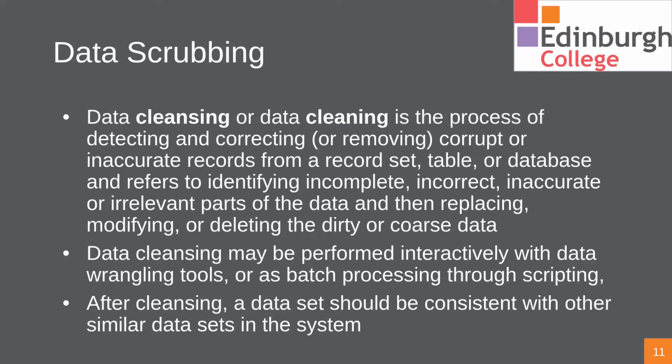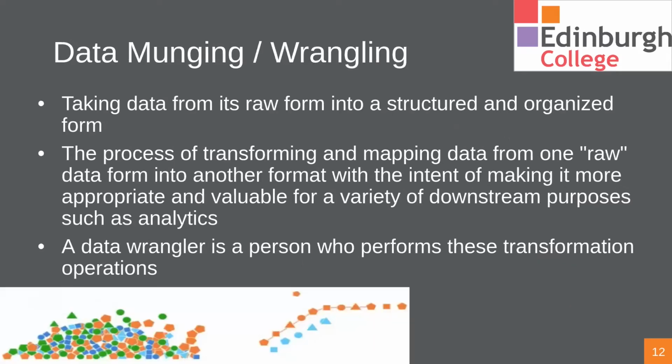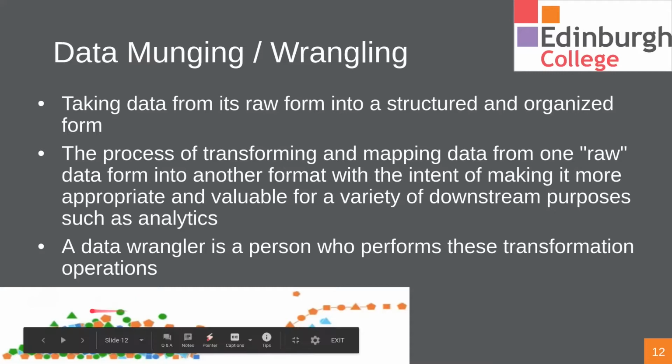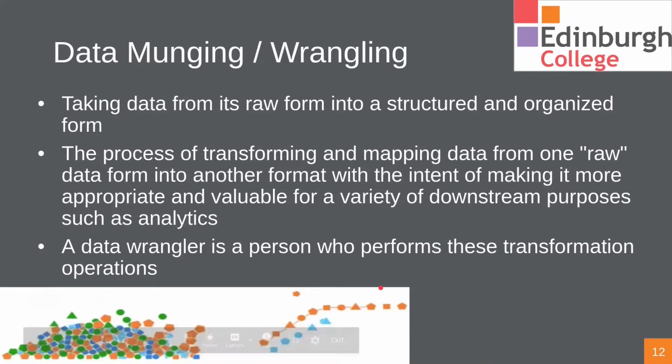Now, another process is called data munging or data wrangling. Data wrangling is taking data from its raw form and then structuring it. There's an actual job role called a data wrangler, with a silent W. It's a person who performs transformational operations. I've got a little graphic down here. Imagine we have all this cleaned data in the green, the orange, and the blue category. The data wrangling process would sort that out into two separate piles.